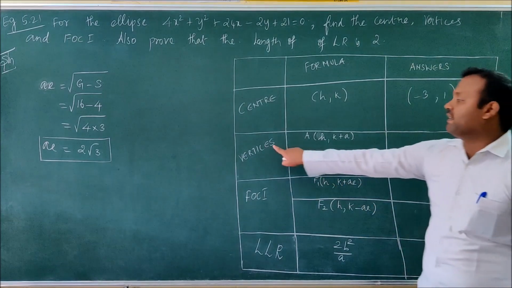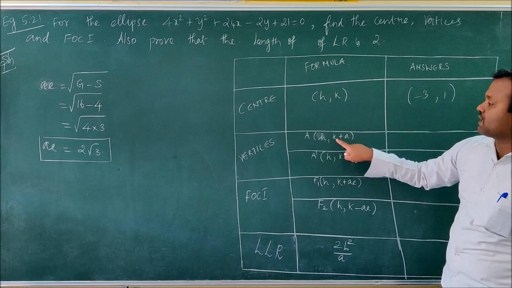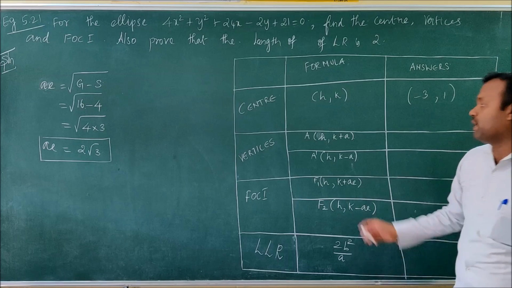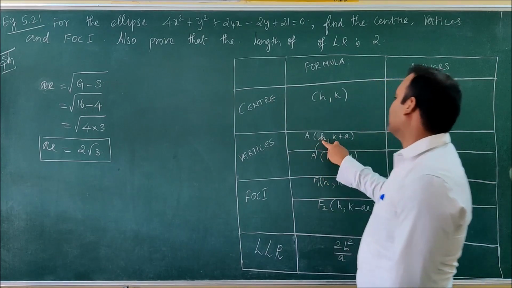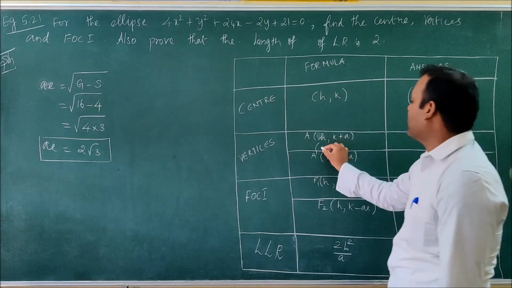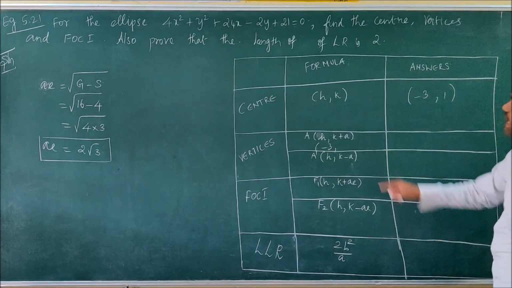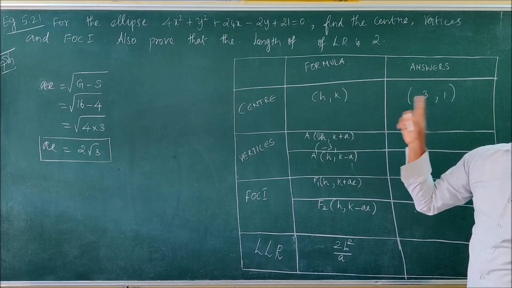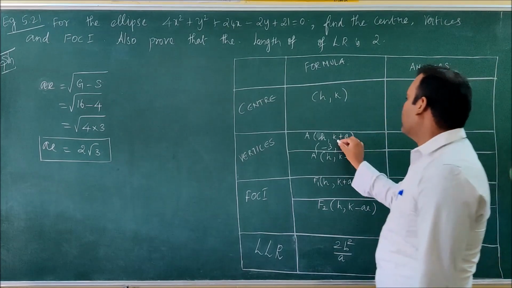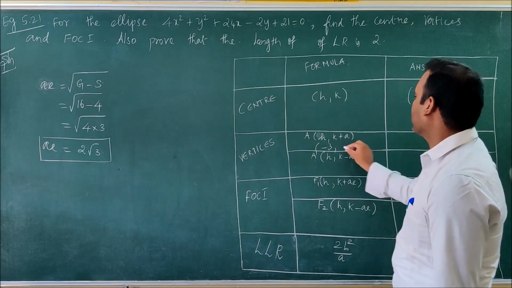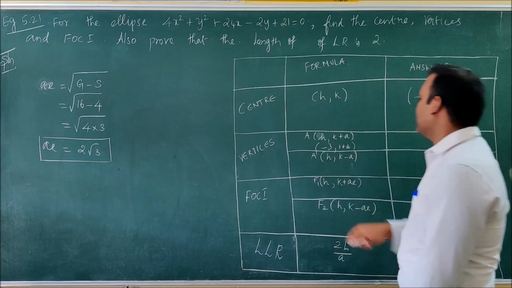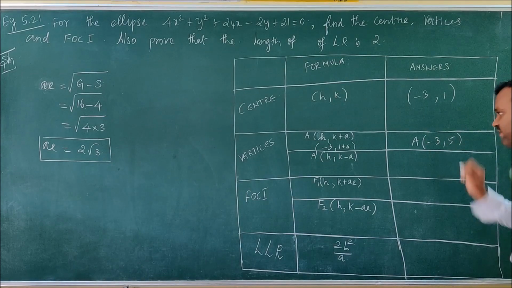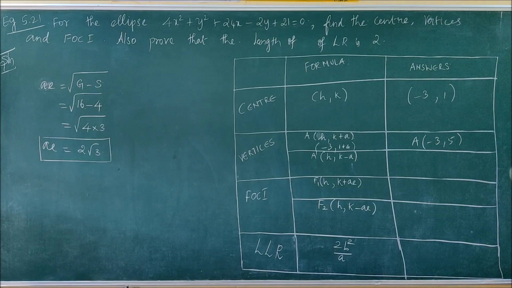Next, the vertices. Vertices means A of (h, k + a) and another vertex (h, k − a). So we are going to write the results. H is minus 3, comma, k plus a. Here the value of a is 4. Already we have found out the value of a is 4 and the value of k is 1. So 1 plus 4. When you simplify this, you get A of (−3, 5). This is one of the vertices of the ellipse.